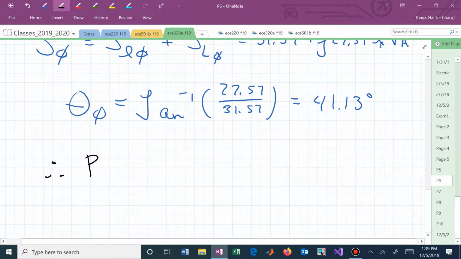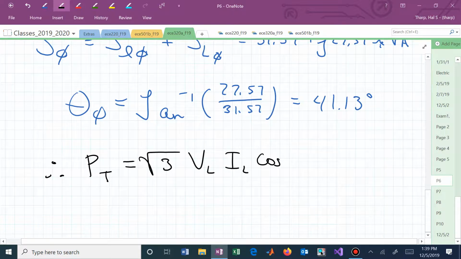And we know that the total power is the square root of 3 V_line I_line cosine of theta_phi. Most of that calculation was to determine this angle of the transmission line and load combined, to find that theta_phi. We were given I_L. Well, no, we know what P_T is. We could back that out from our apparent power and the power factor.